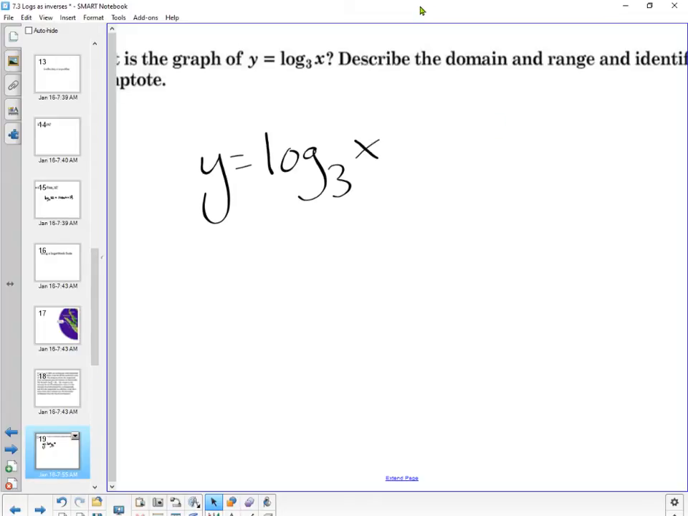Go ahead and plug that into your calculator. I want you to figure out what the domain and the range of that thing is. The domain and the range. How do we do that? We'll plug it in first. How do you do that?